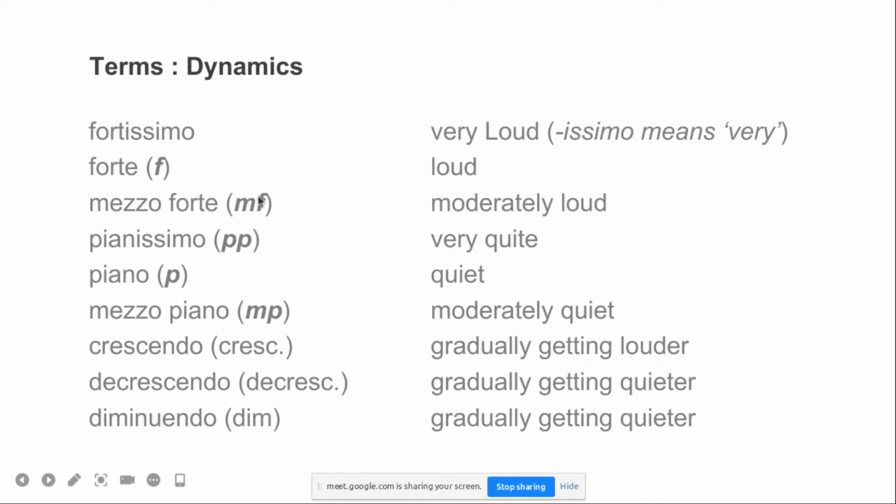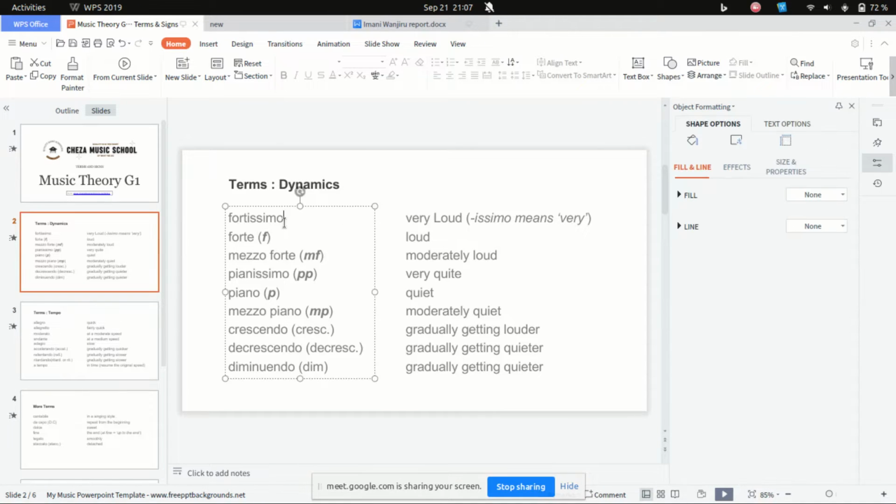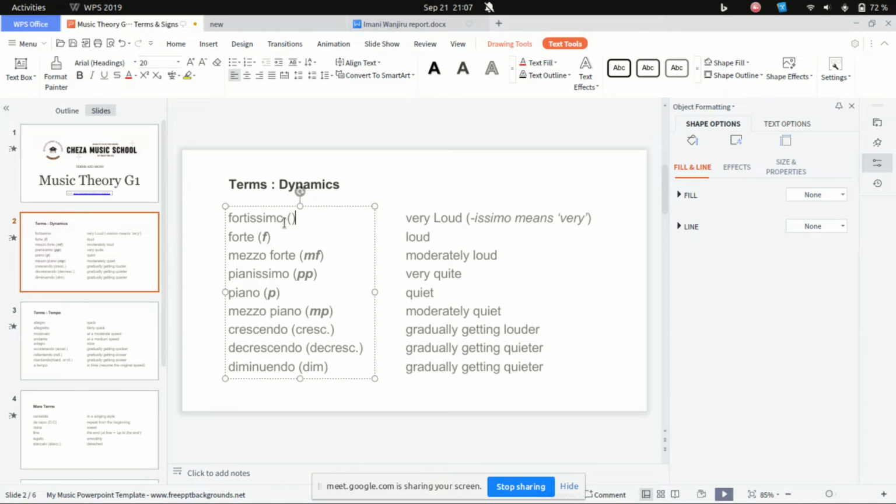So dynamics, we have 3 dynamics that talk about the loudness of music, and we have 3 that show quietness. The one that expresses the loudness of music is fortissimo, and fortissimo is also shown as FF. I forgot to write that in. Fortissimo can also be written as FF.